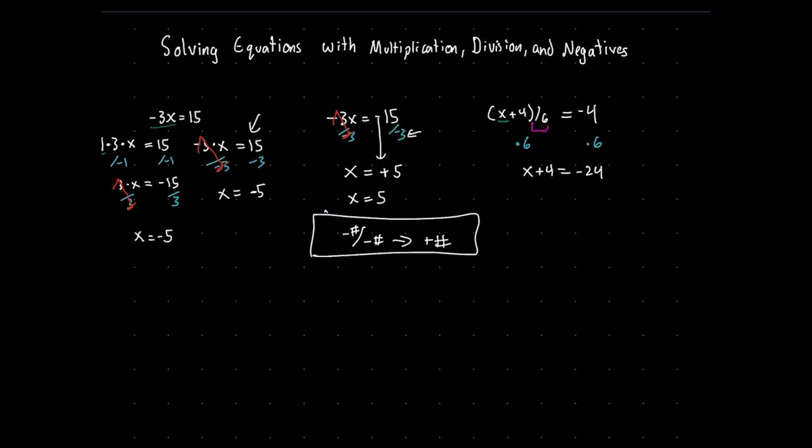Now to get this x alone, we get rid of this plus 4 by subtracting 4 from both sides. This gives us 0 right here. And negative 24 minus 4, we get more negative, so it becomes negative 28. And we get x equals negative 28.